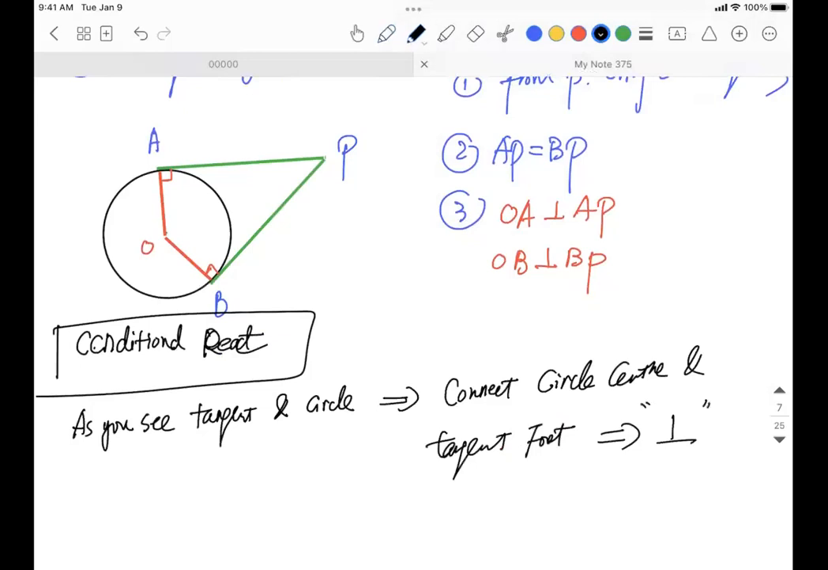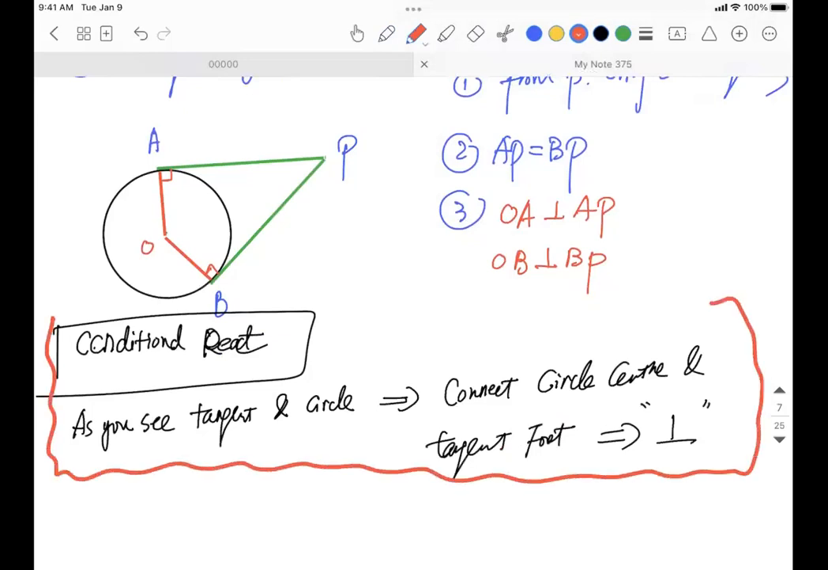Does it make sense? This is something quite understandable. Quite easy. Trust me, you're going to use that to solve a lot of complicated problems. Even though they look easy, there are a lot of applications for that. As long as you see a tangent and a circle, try to do a connection between the tangent foot and the circle center, and you're going to generate a perpendicular line right away.